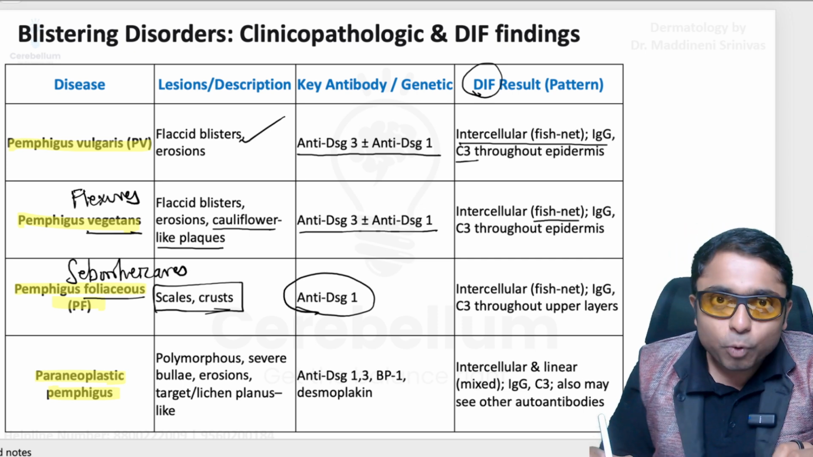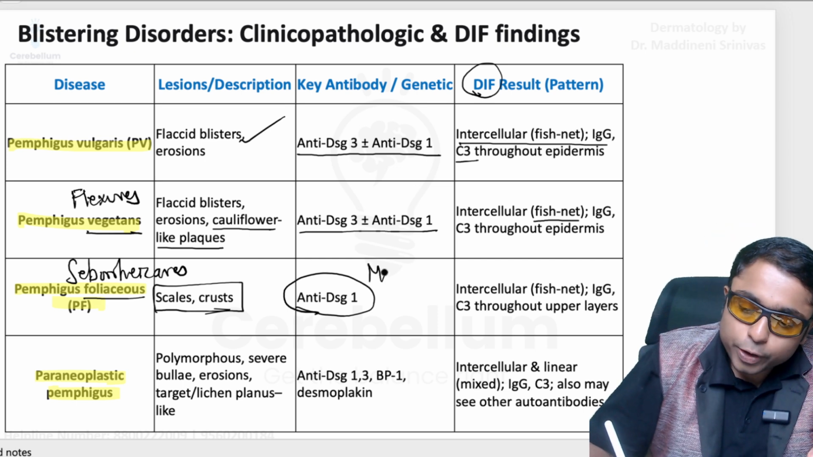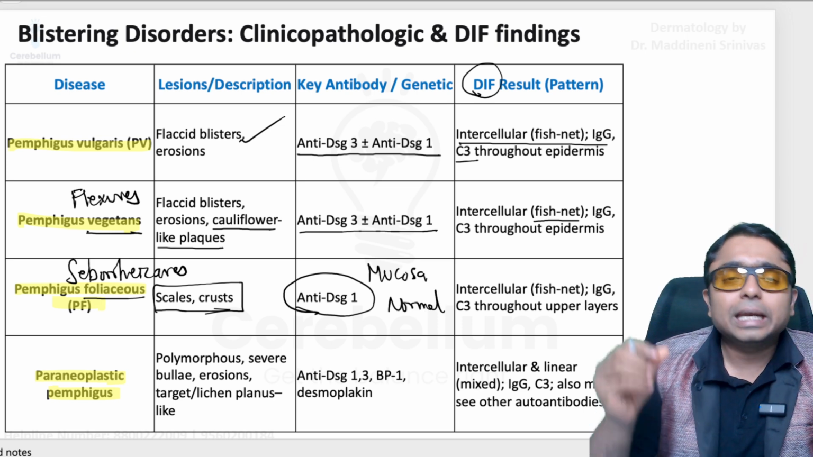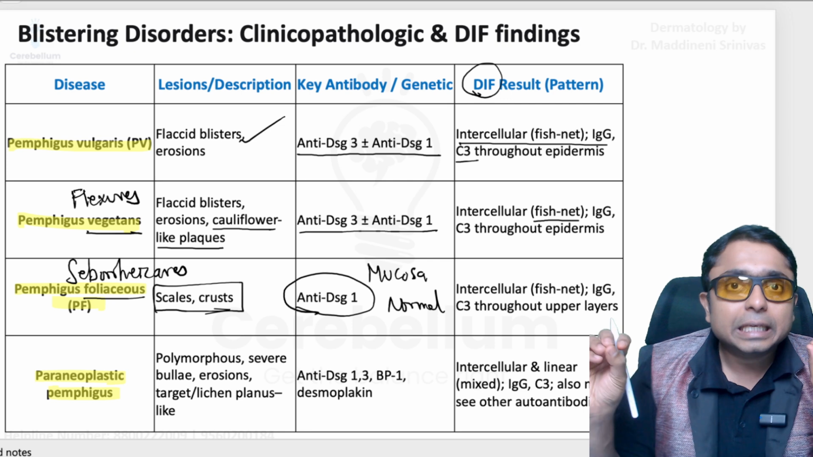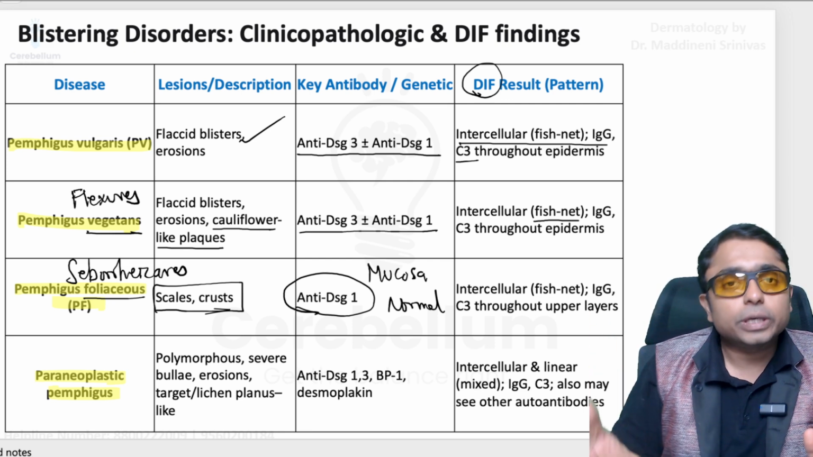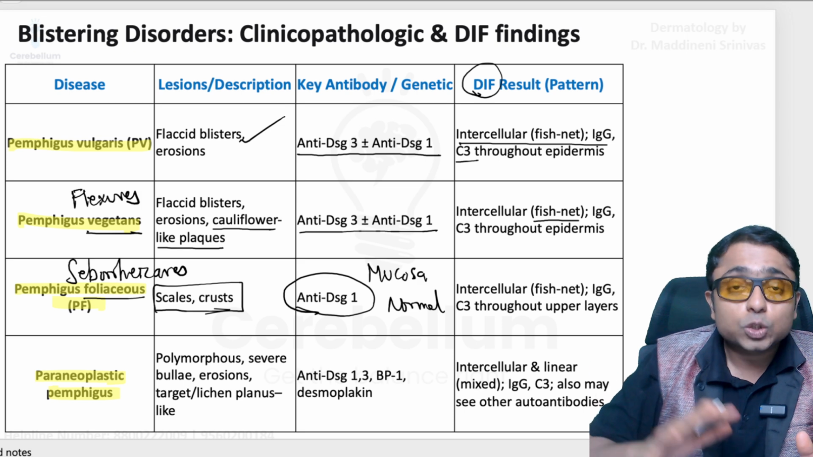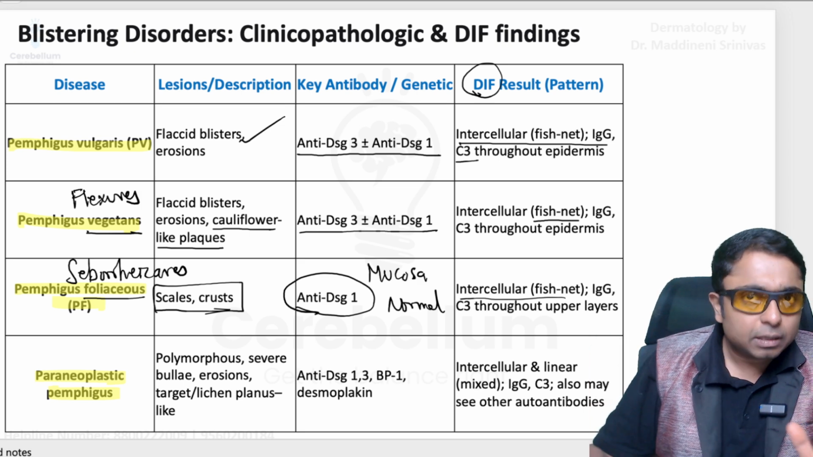The next interesting point is that this is the type of pemphigus in which mucosa is going to be completely normal. Why? Because there are only desmoglein 1 autoantibodies, but desmoglein 3 is completely spared. So mucosa is going to have desmoglein 3 in higher concentration, so it is going to be absolutely normal because there is no pathogenesis in the mucosa. And again, it is going to be a fishnet pattern, nothing different.